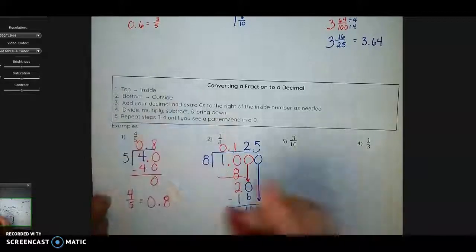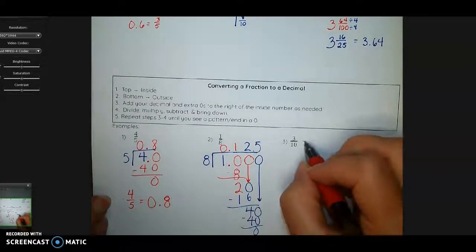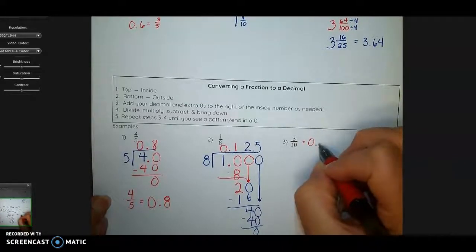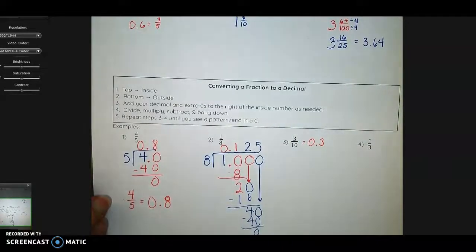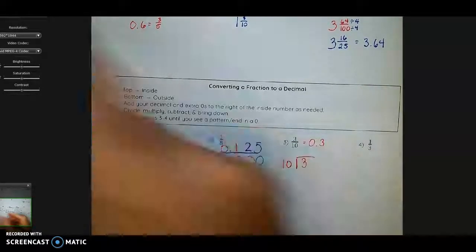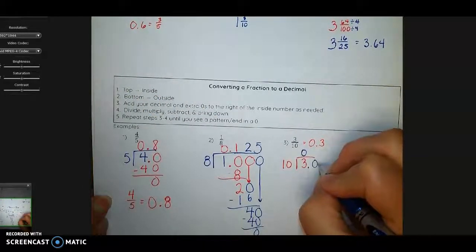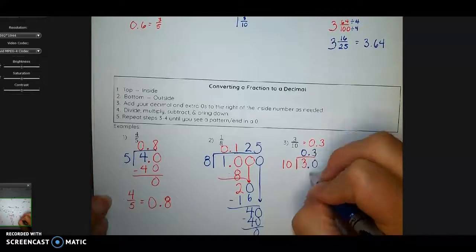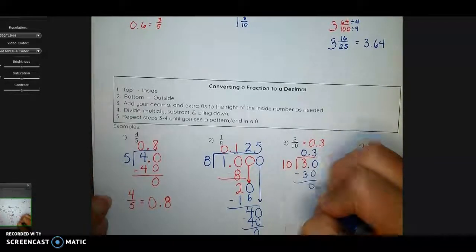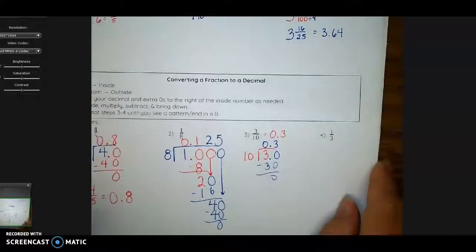My next fraction is 3/10. Now, because it has that tenths, if I am thinking about place value, I'm all done right there. It is 3/10. If I do the division, you can see, like, 10 can't go into 3, but it can go into 30. So if you don't intuitively get it with place value, you can do it that way.